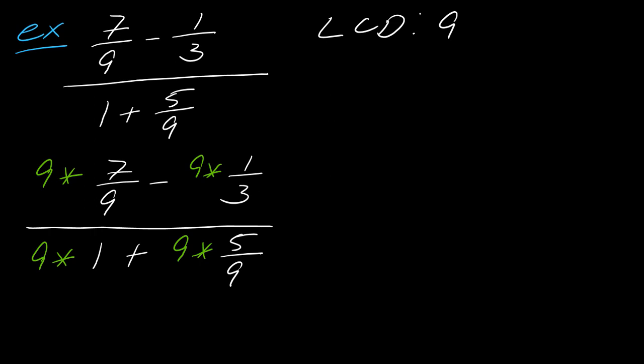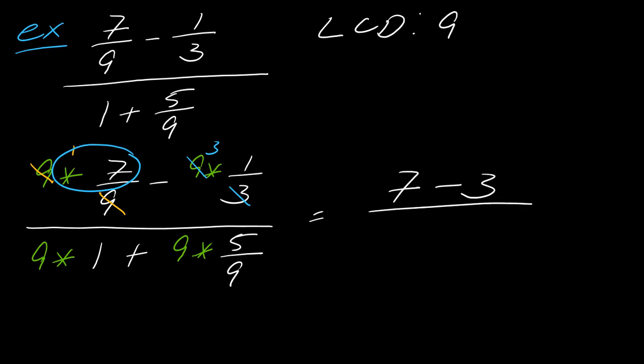Okay, so I'm going to go through this. So 9 goes into 9 once. So I'm left with, notice I'm left with the calculation 1 times 7. So 1 times 7 is 7. Okay. 3 goes into 9 3 times. So I'm left with the calculation 3 times 1. So this will be minus 3. And now we're done with the top. 9 times 1 is just 9.